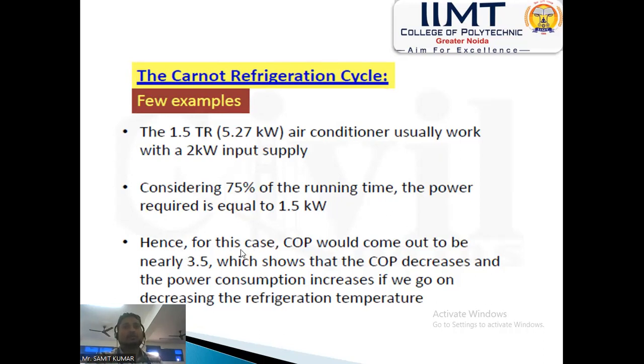Now we come to the conclusion that if the COP decreases, the power consumption increases. That means if the lower temperature decreases, the refrigeration temperature decreases, and the COP of the refrigeration system also decreases. We can also see that in the previous equation. There is a direct relation between the COP and the lower temperature.